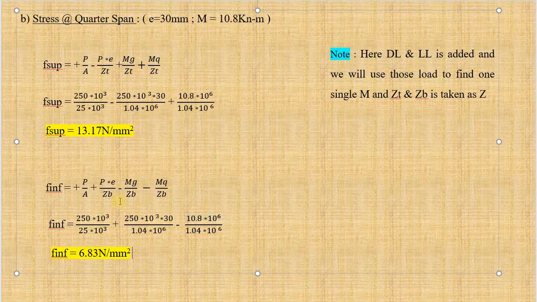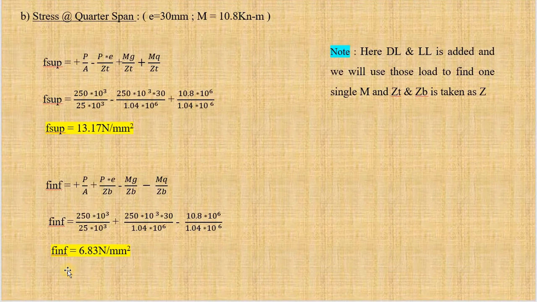Fine. It's the same thing, but only the signs are different. Be careful. It is plus for the first two terms, and for the last term it is negative. These two should be considered as a single term, that is minus M by Z. So F inferior, that is nothing but the stress at the bottom, is 6.83 Newton per mm square.